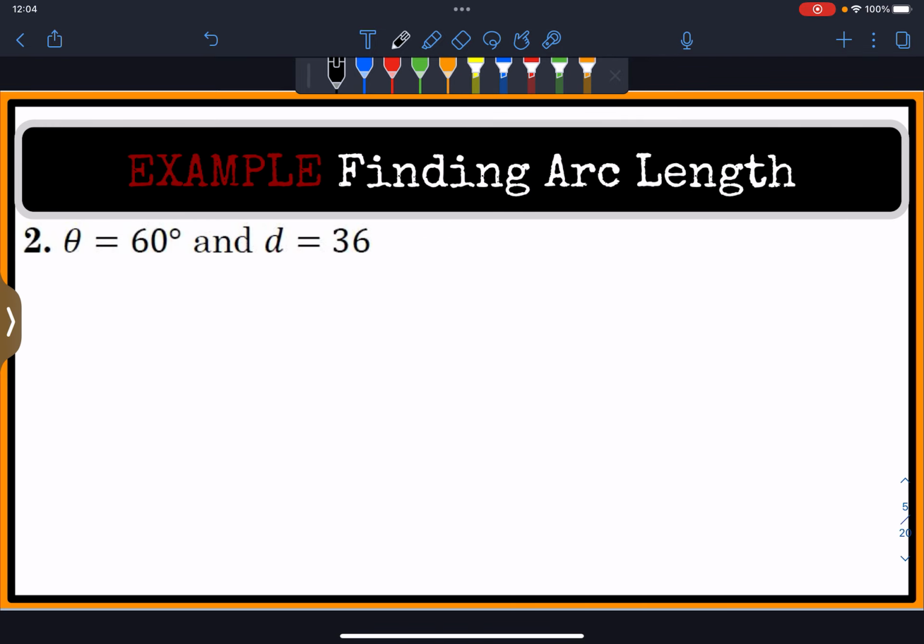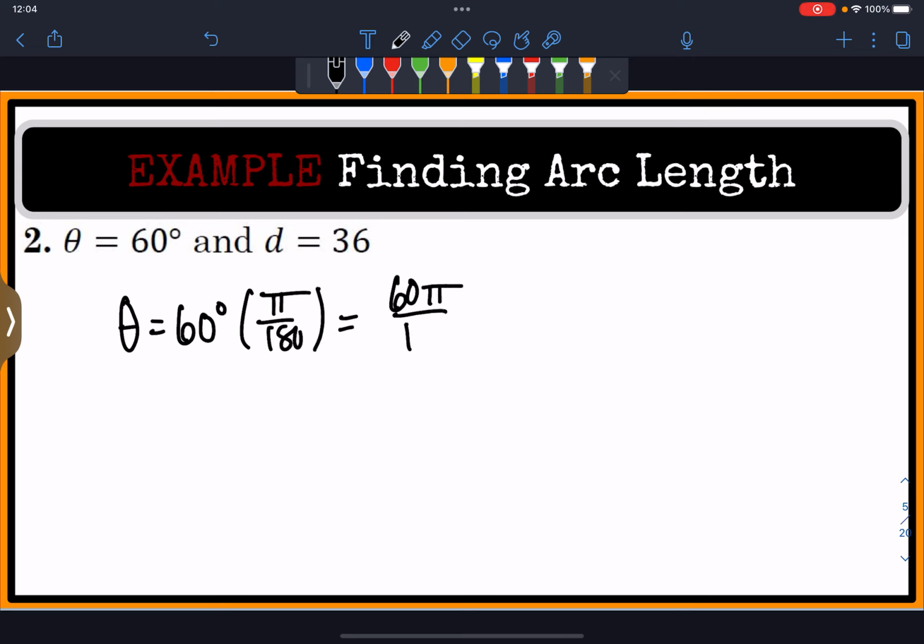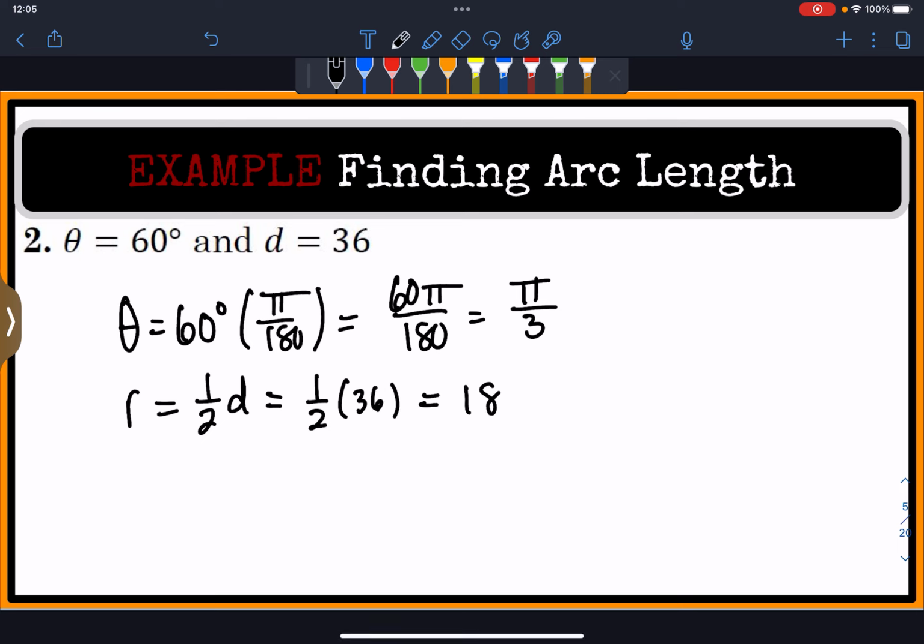So again, to figure out the arc length, remember first of all, I need the angle theta to be in radians. So the first thing I'm going to do is convert this into radians by multiplying by pi over 180. That's 60 pi over 180, which reduces to 1/3, so 1/3 pi. And R, which is half the diameter, would be half of 36, which is 18. So the arc length here would multiply those two things.